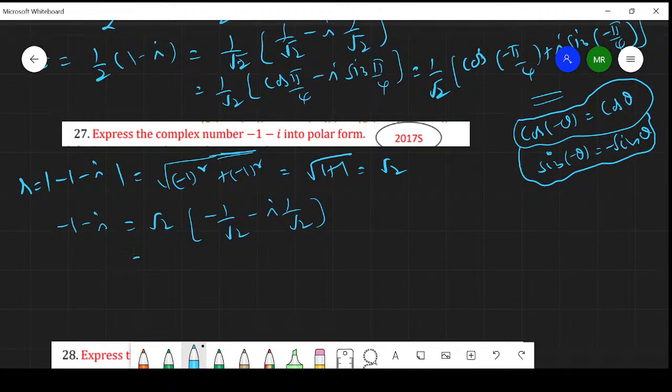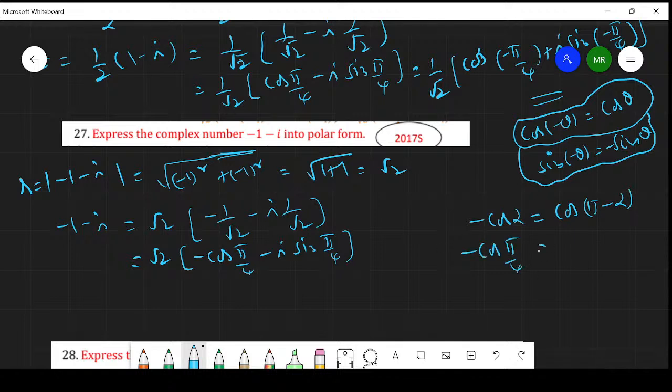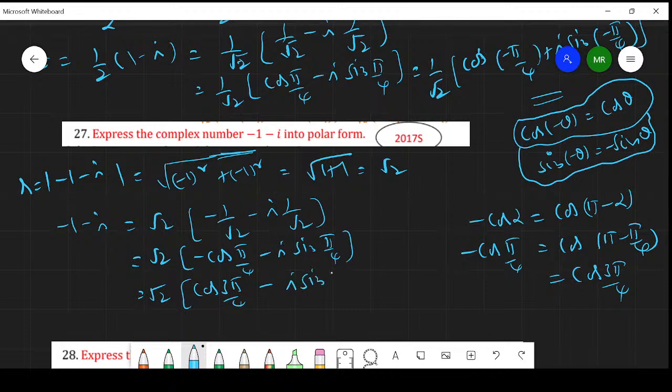So what I will do now, in a very simple way: root 2 into minus cos pi by 4 minus i sin pi by 4. Just remember, whenever there is minus cos alpha, write cos of pi minus alpha. Use this concept. Minus cos pi by 4 is cos of pi minus pi by 4, which will be cos 3 pi by 4. So I can write now root 2 into cos 3 pi by 4 minus i sin 3 pi by 4.